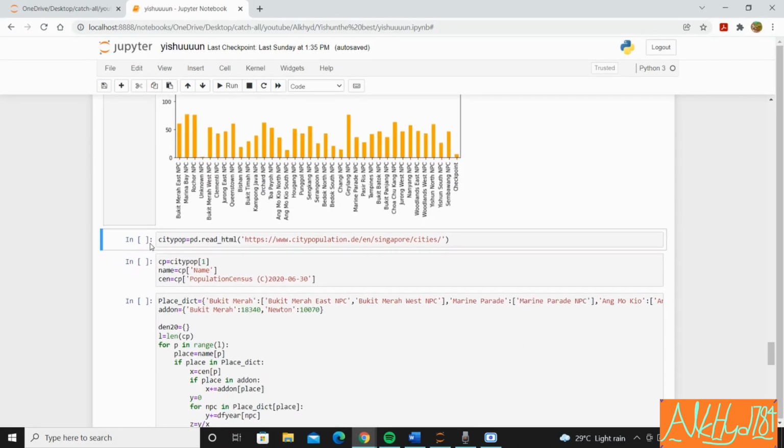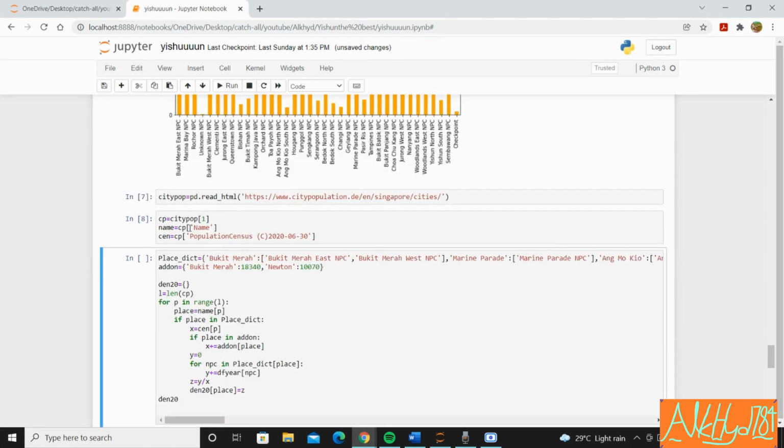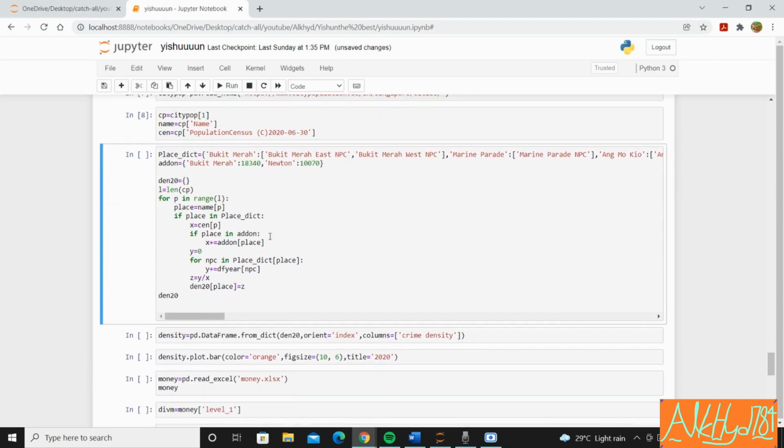Okay, so we are back at the Jupyter notebook, and we're going to look at the density of the population here. So this is to read that particular table from that website, and I isolated the table that I want, which is the 2020 data especially.